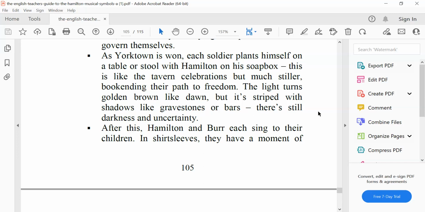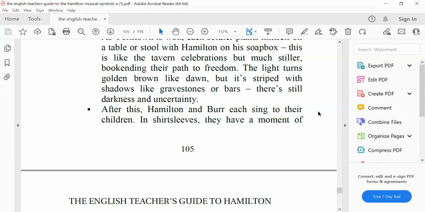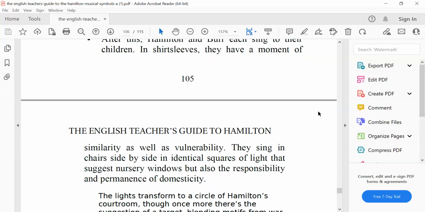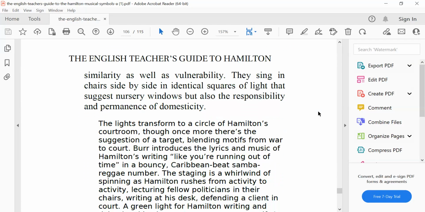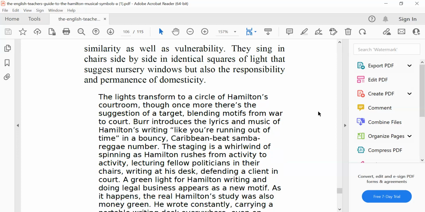After this, Hamilton and Burr each have their children. They are in shirt sleeves, which makes them look much more vulnerable and domestic than if they were wearing big coats. They are dressed the same, suggesting that they're in the same place in their lives. We're going to see that again with Hamilton and Burr. If people are wearing opposite colors, it suggests they're opposed to each other, that they're foils.